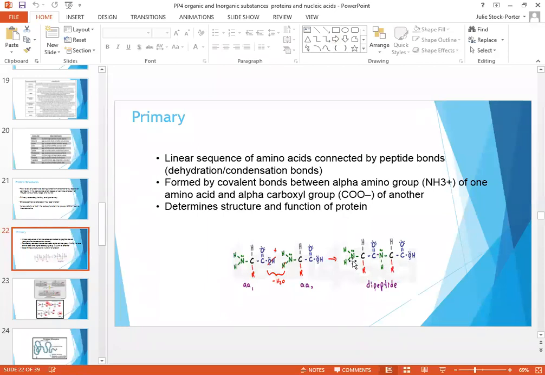By doing this, what we're doing is forming this long, straight chain. Do you see if I keep adding them on, adding them on, adding them on, they're just going to form a long, straight chain. And that's what we mean by a linear sequence. And it is a primary protein. It's a very simple protein.